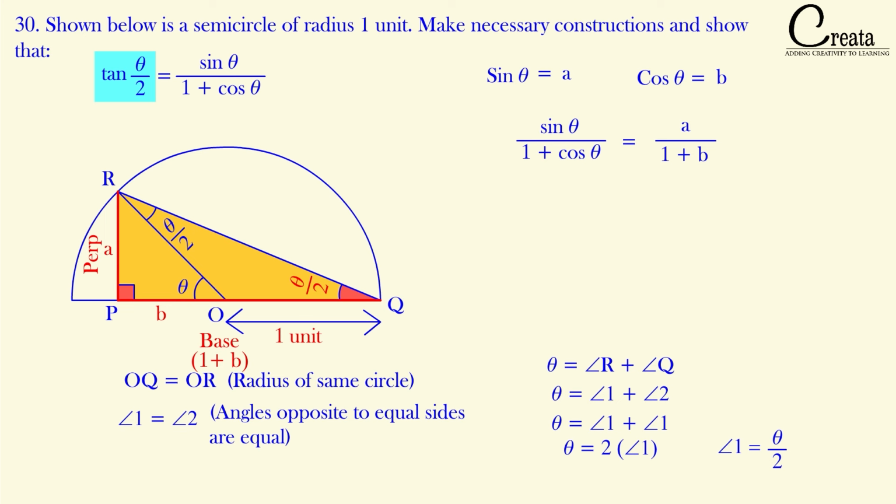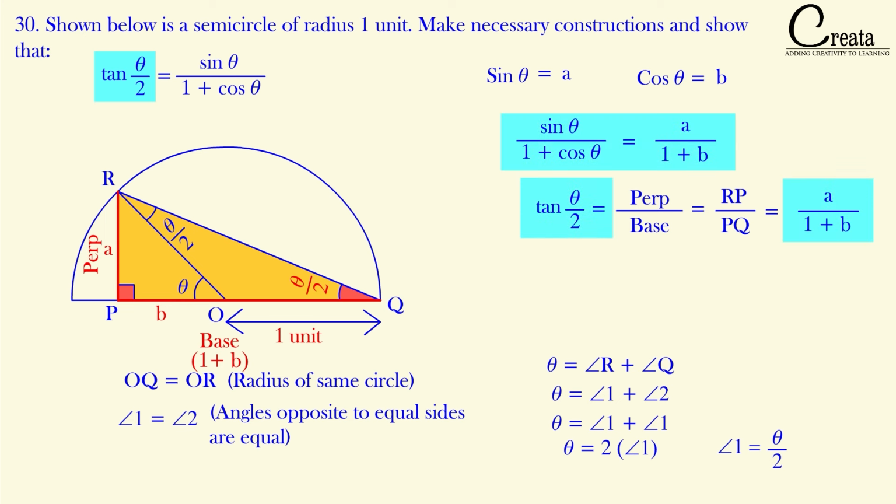And what is the formula of tan? It is perpendicular upon base. Tan theta by 2 is equal to perpendicular upon base, that is RP upon PQ, which is A upon 1 plus B. Left hand side we got as equal to A upon 1 plus B, and right hand side we have already got as A upon 1 plus B. So we got left hand side as equal to right hand side.